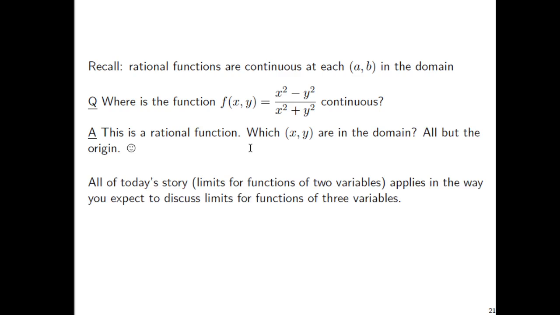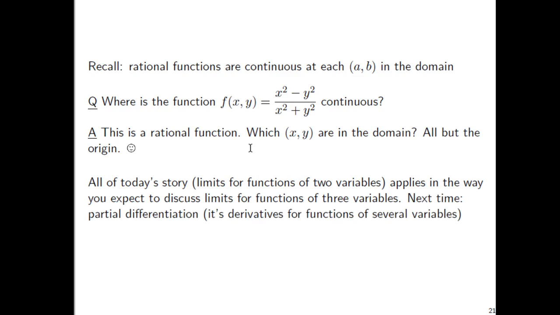So all of today's story, talking about limits of functions of two variables, applies in the same way. We don't need to rediscuss all these things for the limits of functions of 3 variables. We're not going to do that. All of what you expect to be true would be true. So next time we're going to look at partial differentiation. It's essentially derivatives for functions of several variables.